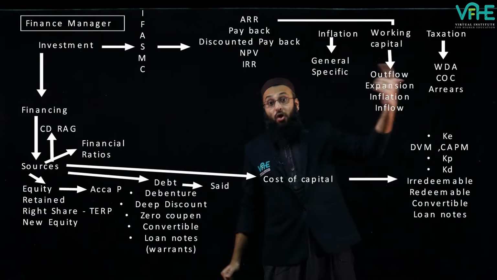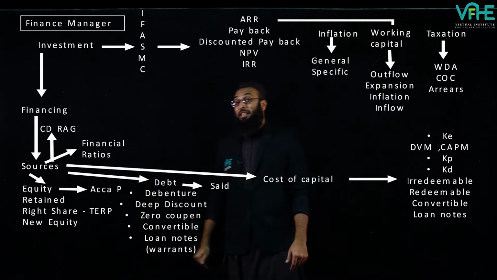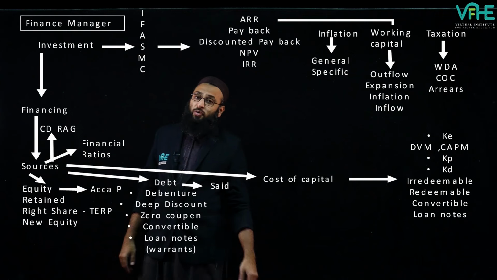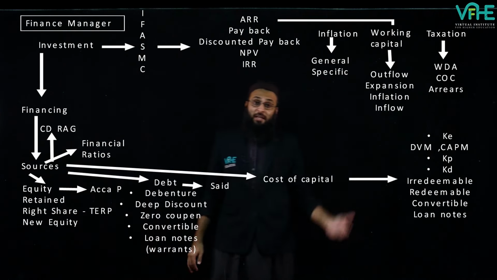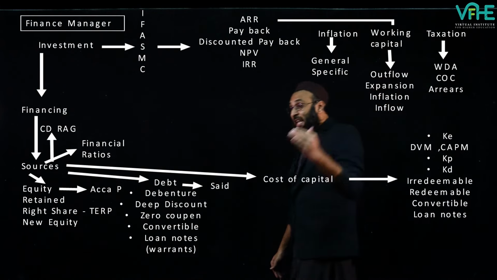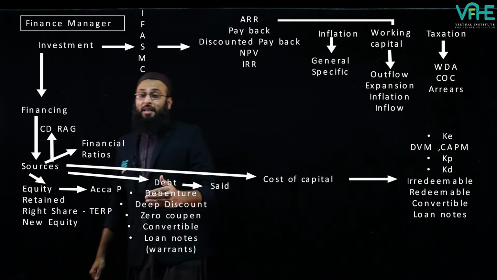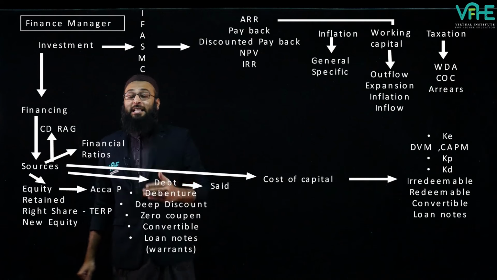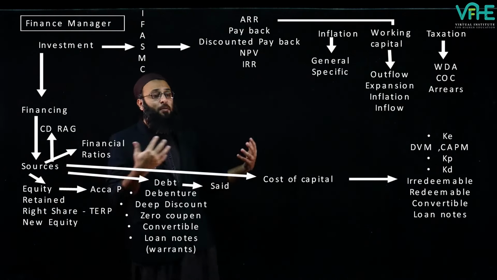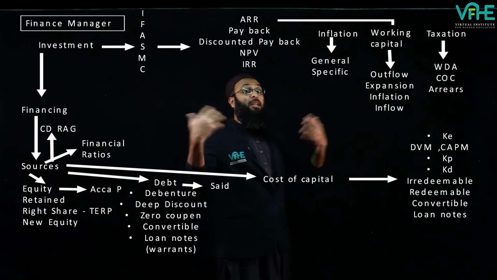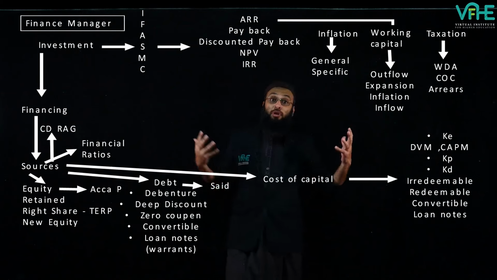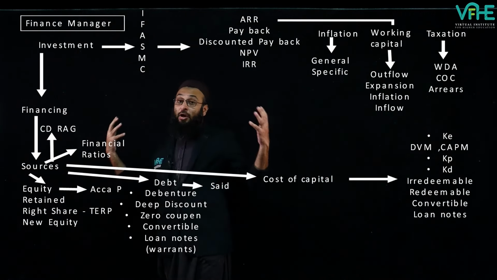But if beta is more than 1, this means that company's risk is more than the stock market average risk, and the return will be more for that company. If beta is less than 1, this means that company's risk is less than the stock market average risk, and the return will be less than that. So the capital asset pricing model is a very good model and it is superior to DVM because it considers market-based risk and return.